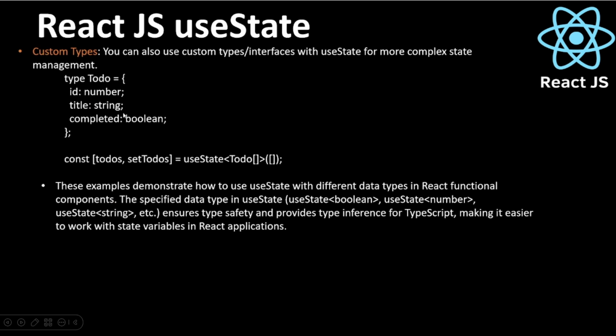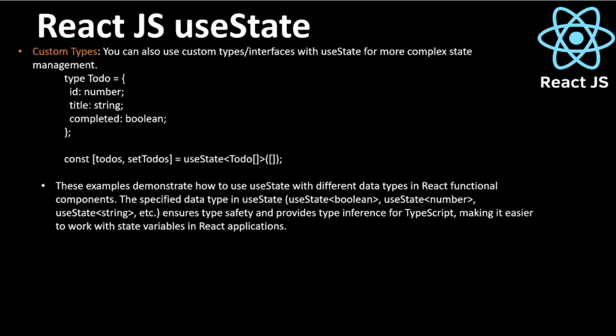Next is custom types. You can also use custom types or interfaces with useState for more complex state management. So type Todo: id number, title string, completed Boolean. const todos, setTodos, and this is an array. These examples demonstrate how to use useState with different data types in React functional components. The specified data types in useState are Boolean, number, string, array, object, etc. This ensures type safety by providing the type inference in TypeScript, making it easier to work with the state variables in React applications.